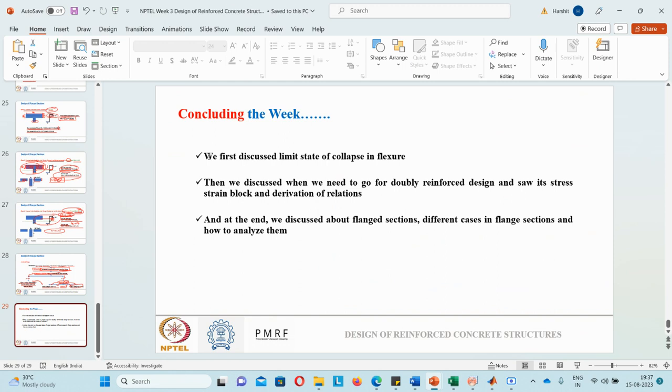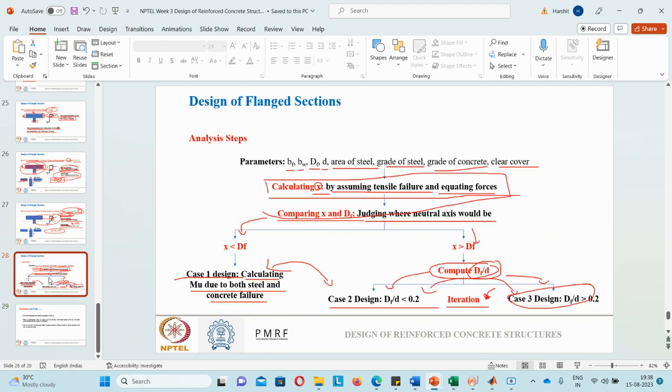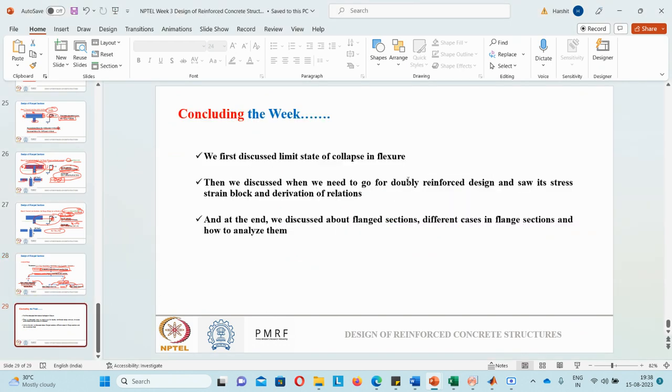So first we discussed limit state of collapse in flexure, where we saw one numerical. Then we discussed when we need to go for a doubly reinforced design, that is when my Mu is greater than Mu limiting. And we saw stress strain block and its derivation, and we saw one numerical. And in the end, we discussed about flange section, what are flange sections, different cases in flange section design, and how to analyze them. For that, we saw a simple flow chart of analysis. Okay, so this was all the discussion for this week.